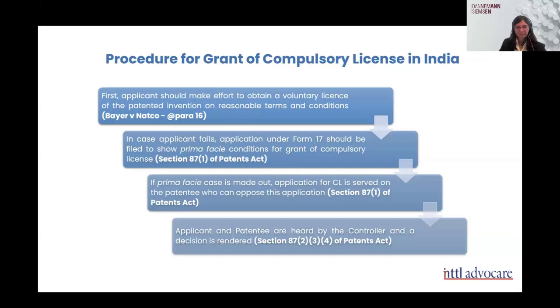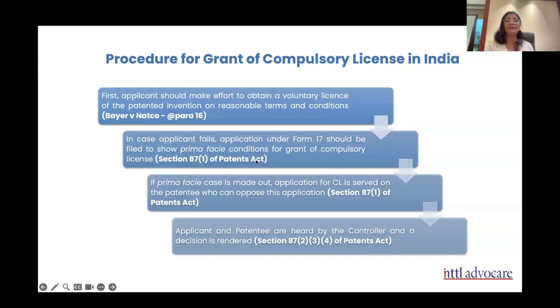Yes. Okay. So if you see the procedure for grant of compulsory license in India, the applicant should make an effort to obtain a voluntary license of the patented invention on reasonable terms and conditions. Then in case the applicant fails, an application under Form 17 should be filed to show prima facie case is met, which is again the three conditions which I just spelled out.